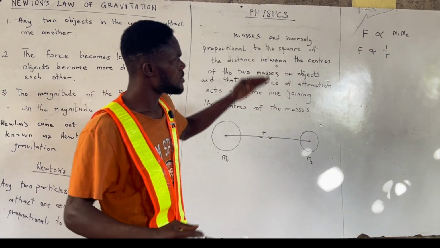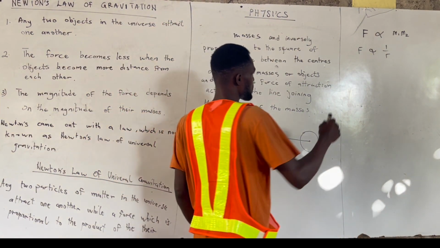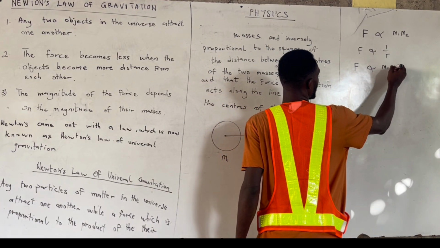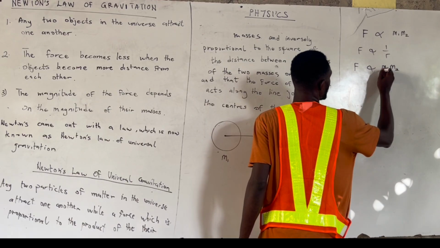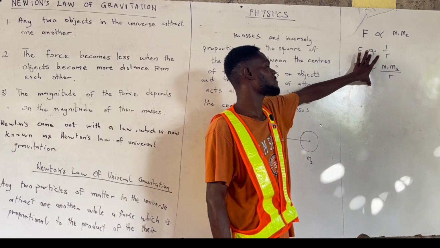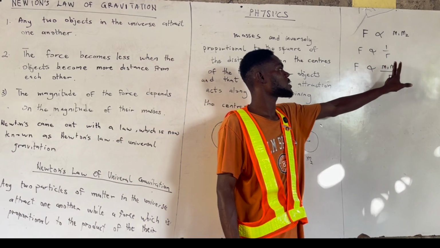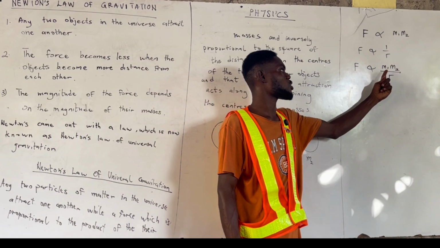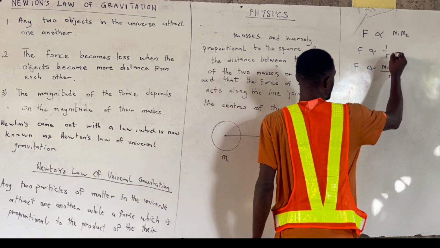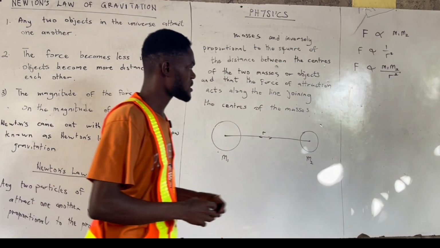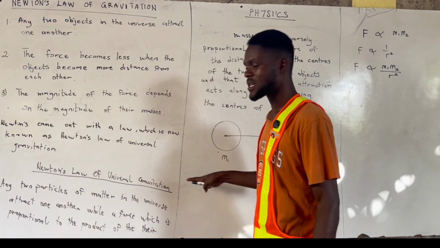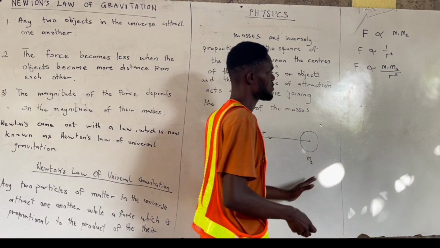So joining the distance and the masses together, we get F is proportional to M1 M2 and inversely proportional to r. So F is proportional to the product of M1 and M2 over their distance squared. I didn't bring the square, so I have to introduce squared. So that is what Newton's law of universal gravitation is saying.